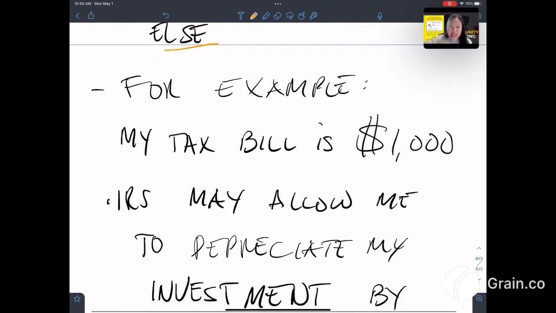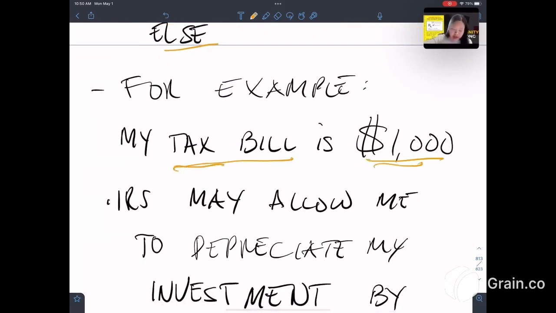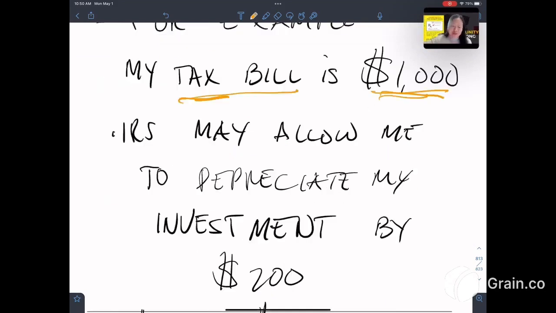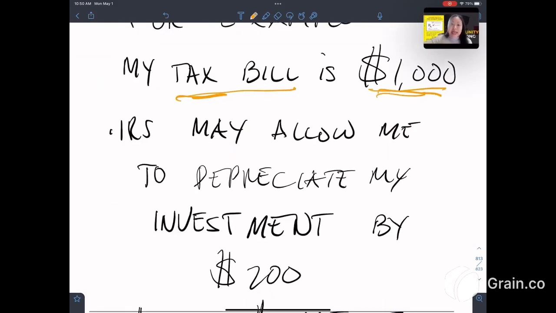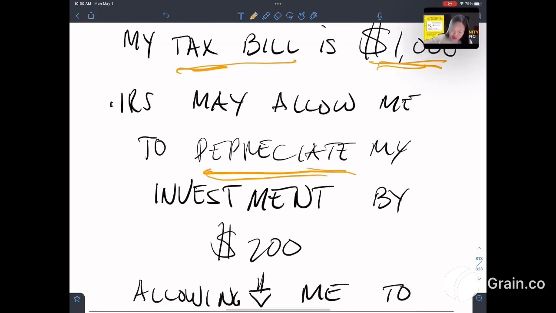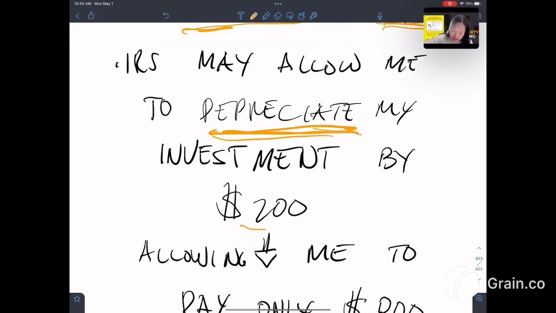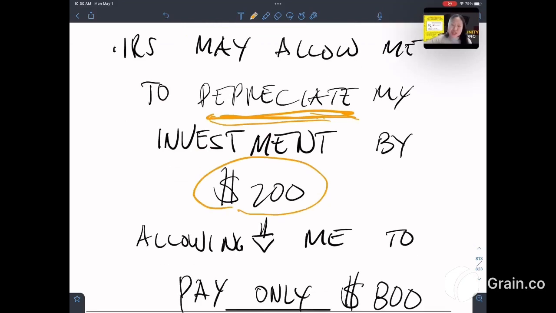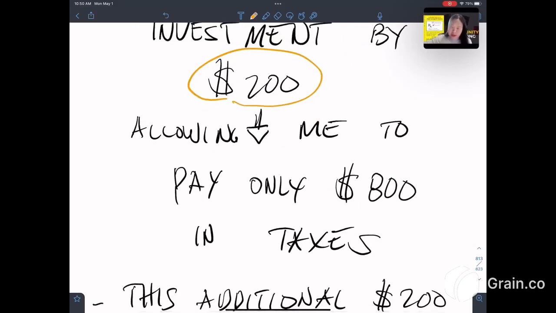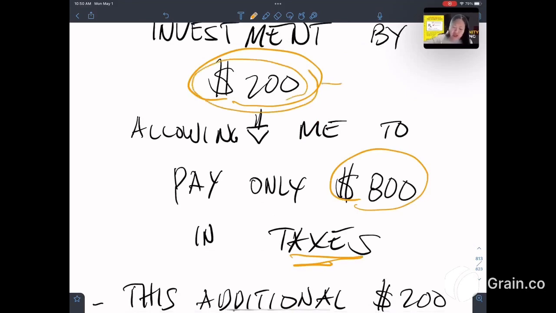Now let's give an example. For example, my tax bill is $1,000. I have a tax that I need to pay of $1,000. The IRS may allow me to depreciate my investment. By depreciating, I get phantom income. Depreciate my investment by $200, allowing me to pay only $800 in taxes. This $200 then is my phantom income.